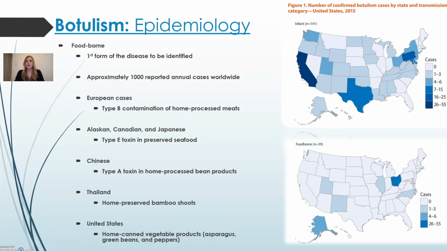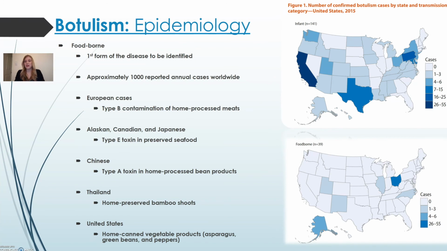In Europe, the type B toxin contamination of home processed meats is the most prevalent. In Alaska, Canada, and Japan, the type E toxin in preserved seafood is the most prevalent. In China, the type A toxin in home processed bean products is the most prevalent. Thailand recently had home preserved bamboo shoots responsible for botulism. And in the United States, home canned vegetable products like asparagus, green beans, and peppers are responsible for most foodborne botulism.